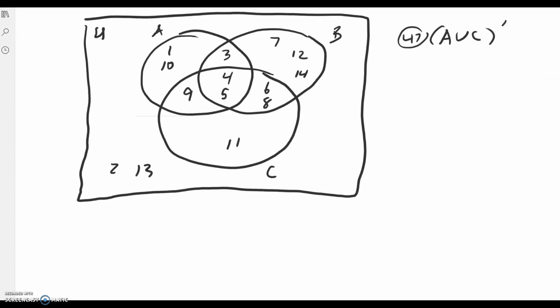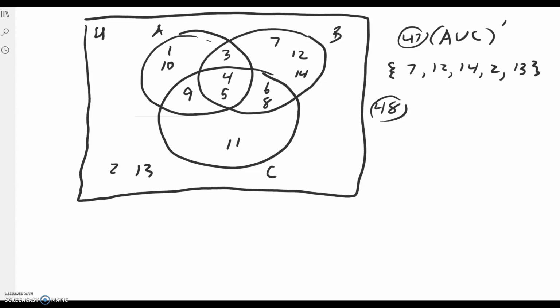In 47, we want the complement of A union C. A union C are all these numbers inside the A and C circles. So the complement of that is everything that's outside of the circles A and C. Well, that's the 7, 12, 14, and the 2, 13. So let's put those in. 7, 12, 14, 2, 13. And there we go.